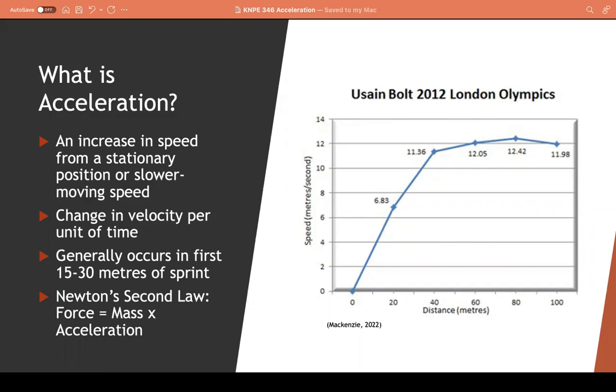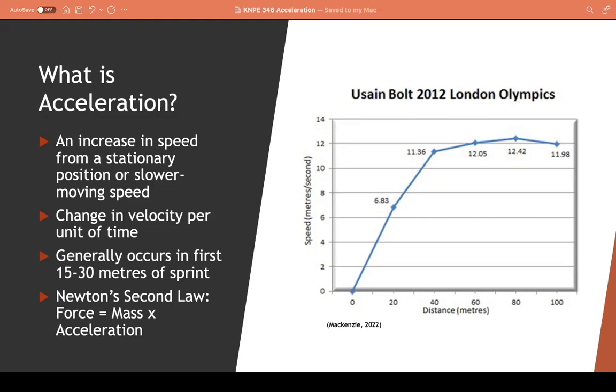The term acceleration means an increase in speed from either a stopped, motionless position or from a slower moving speed to a faster one. It is a change in velocity per unit of time, and therefore to increase acceleration, we will be looking to either increase the change in velocity or decrease the time. Accelerations are common in all sports and range in their distance and speed. While it varies greatly depending on the sport's demands and the training age and abilities of the athlete, acceleration generally occurs in the first 15 to 30 meters of the sprint.